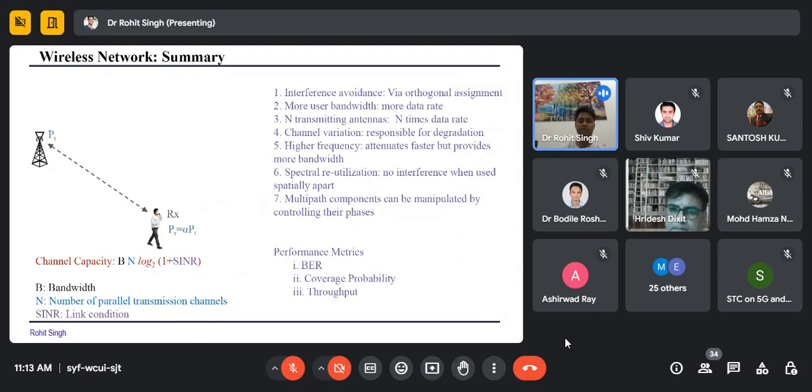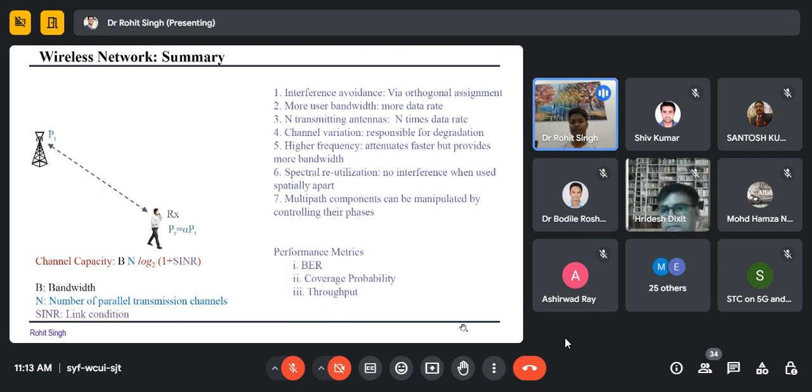Now coming to the performance metrics, what are the well-known wireless communication metrics? First one is bit error rate. Bit error rate is the measure of what fraction of the total transmitted bits are received in error as compared to the total number of bits transmitted. For example, if we are receiving 100 bits in error out of 1000 transmitted bits, that means 100 divided by 1000, 10% of the transmission has occurred in error. So bit error rate is 0.1 or 10%.